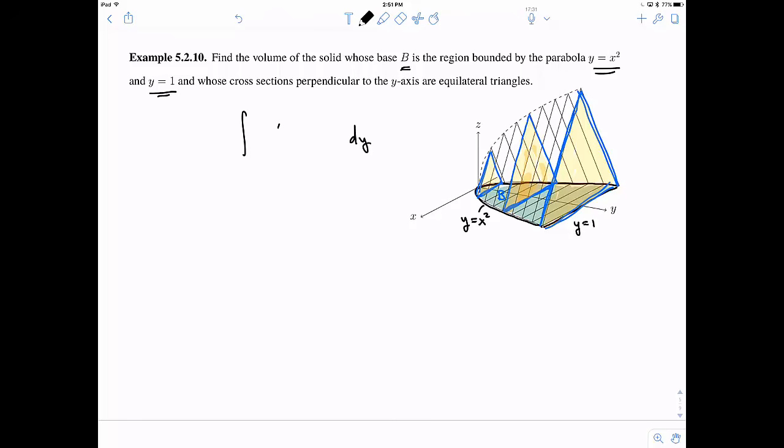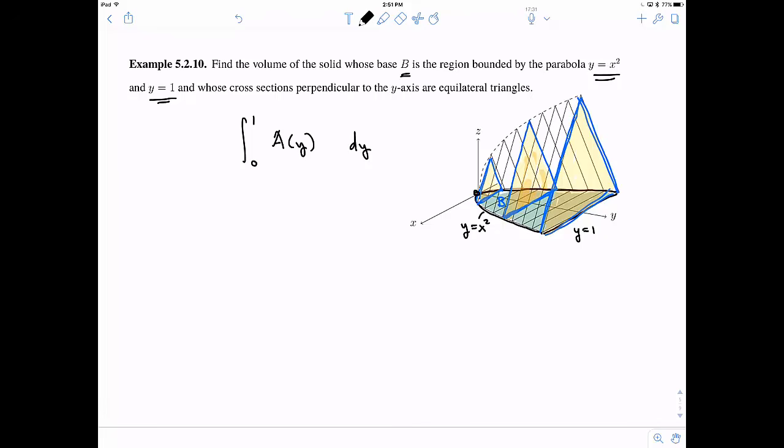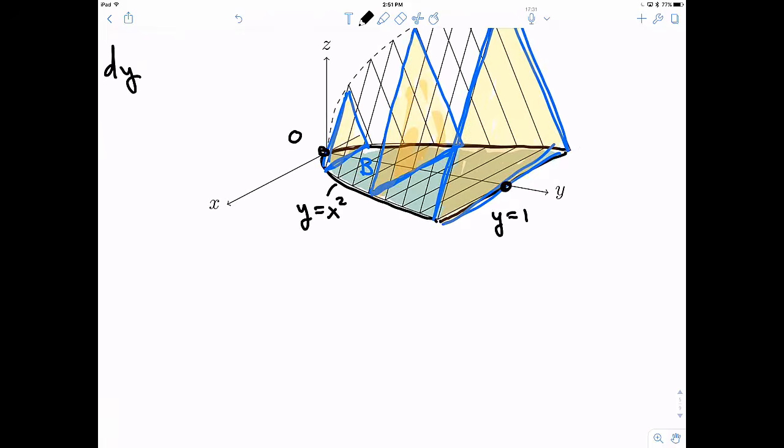Let me just write down really quick our definition. Again, since we see that these are perpendicular to the y-axis, it makes sense that we're going to integrate with respect to y. And it looks like the lowest y value is 0, the biggest y value is 1, so my limits are going to be 0 to 1. Write those things down to at least get some partial credit going.